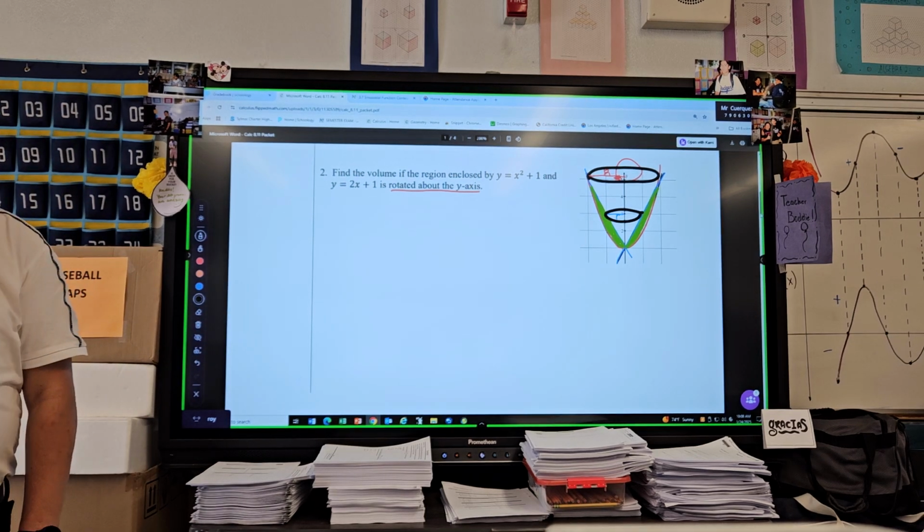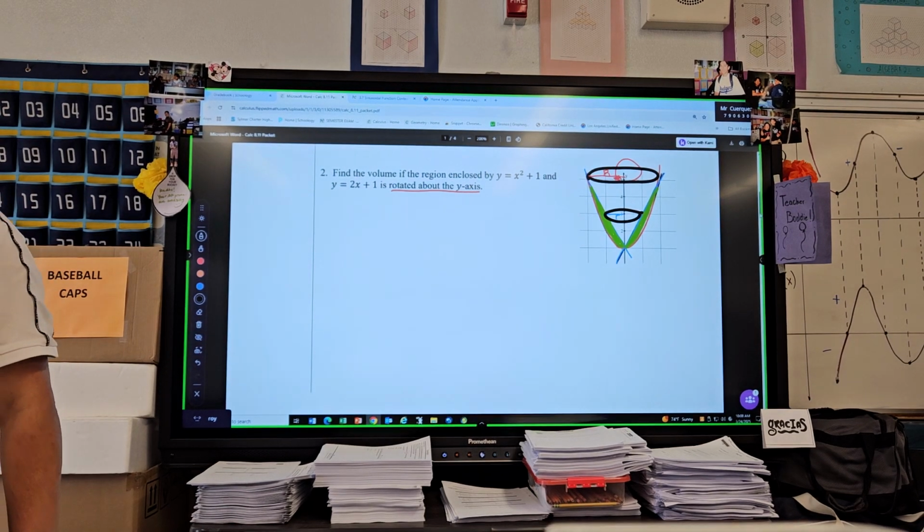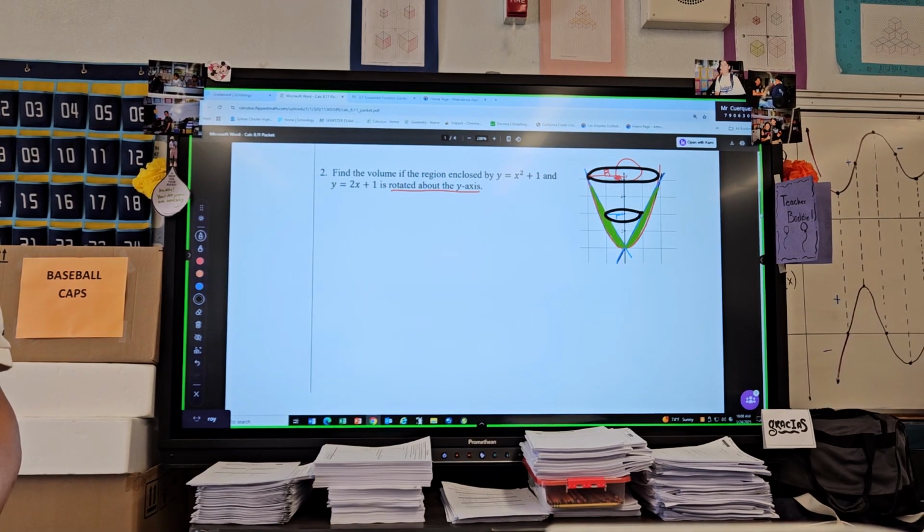Okay, let's do the last one. Can you now write the integral or integration?